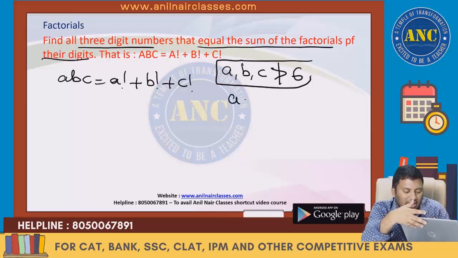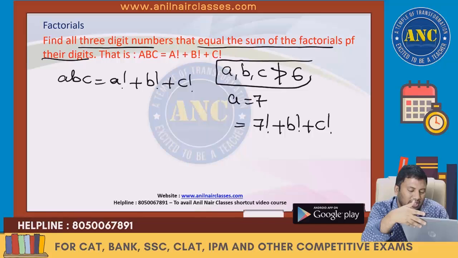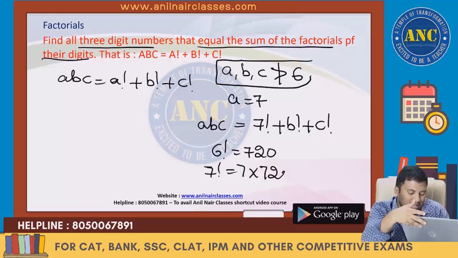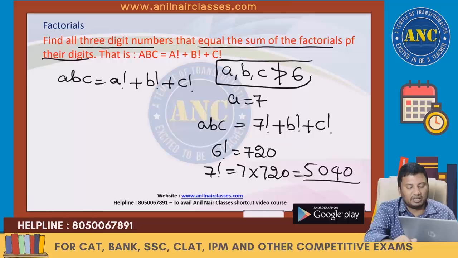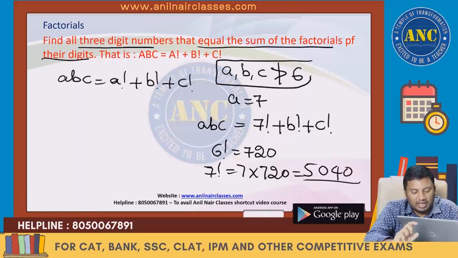Why? Because if A takes 7, this will become 7 factorial plus B factorial plus C factorial, which is nothing but ABC. 6 factorial is 720. 7 factorial is 7 into 720, which is nothing but 5040. I am getting a 4-digit number. It can happen with B, it can happen with C. It cannot take any value greater than or equivalent to 6.